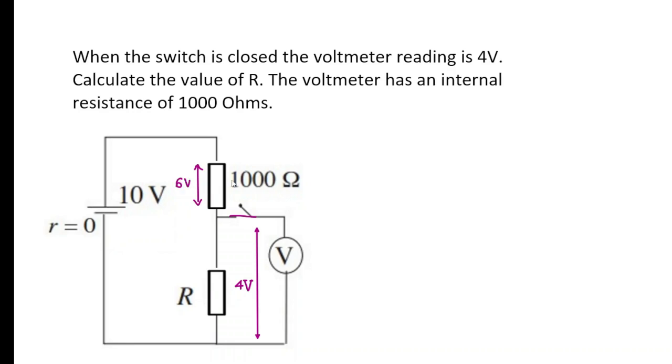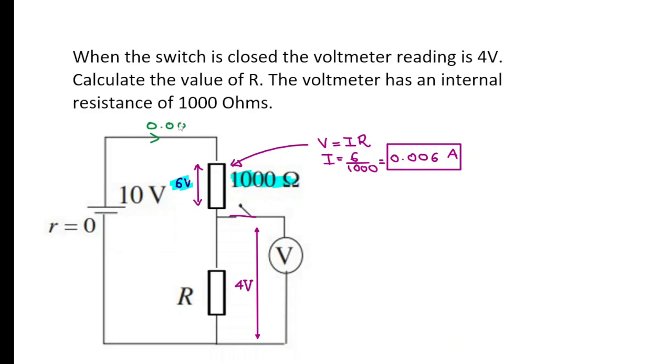The moment I see that, I know the voltage, I know the resistance. So I can easily use V = IR for this resistor to get my current. So I = 6 divided by 1000, which is 0.006. So I now know clearly the current going through this branch is 0.006 amps.